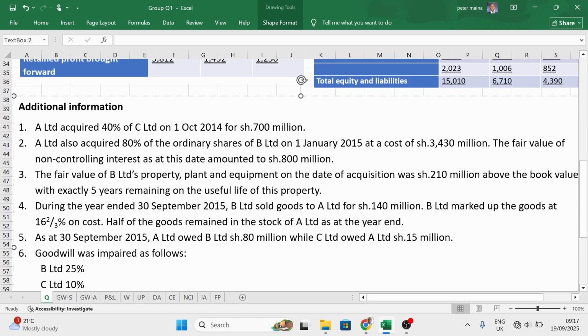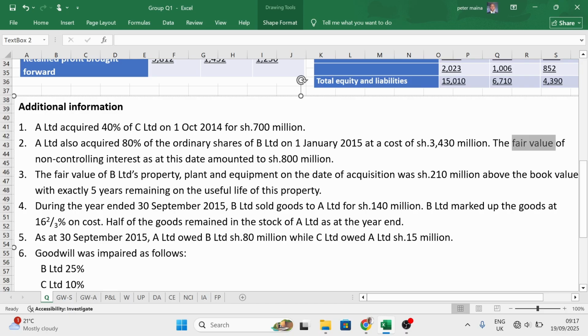So according to statement number 2, we can say that B Limited is a subsidiary because the percentage of B Limited that was acquired is more than 50%. So we have C Limited, which is an associate, and then we have B Limited, which is a subsidiary. And then again in point number 2, since you are given the fair value of non-controlling interest, this means that you are going to use the full goodwill method when you are calculating the goodwill.